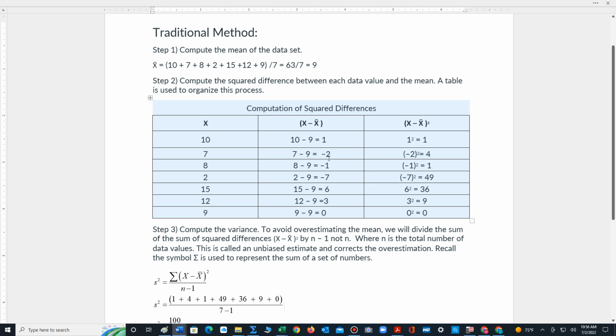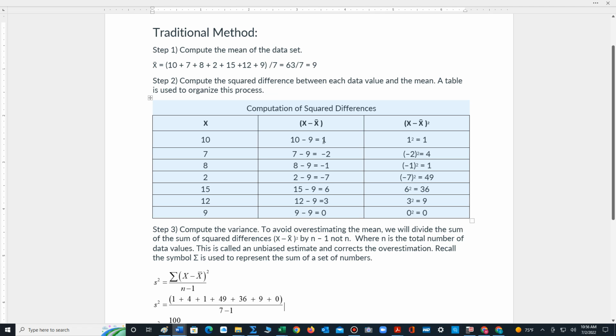7 minus 9 is negative 2. 8 minus 9 is negative 1. 2 minus 9 is negative 7. 15 minus 9 is 6. 12 minus 9 is 3. 9 minus 9 is 0.